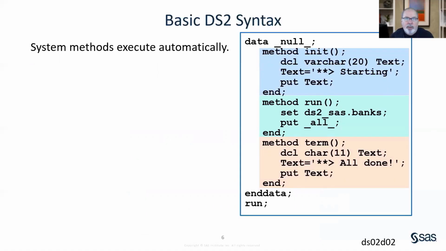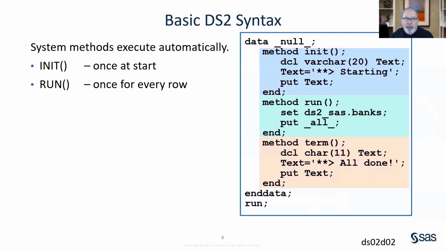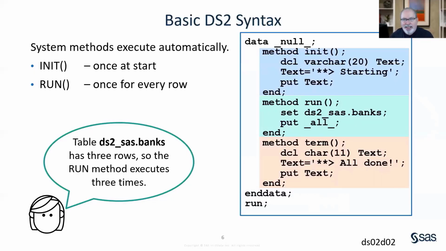Now, DS2 includes some system methods. System methods are executed automatically and so are not executed when you call their name. The init method runs once at the start of your execution of this data step or data program. The run method runs once for every row of an input data set. And in this case, the banks data set in the DS2_SAS library has 3 rows of data. That means that the run method code will execute 3 times.